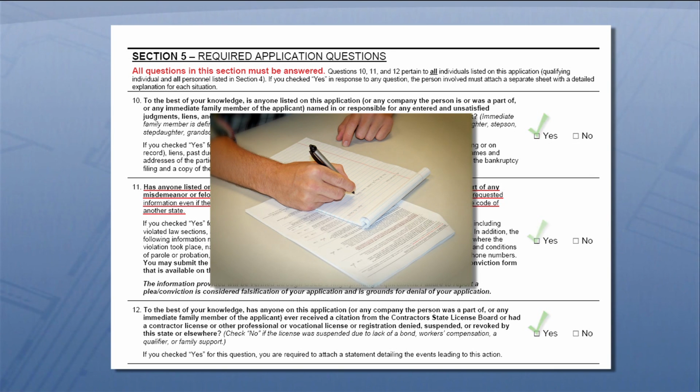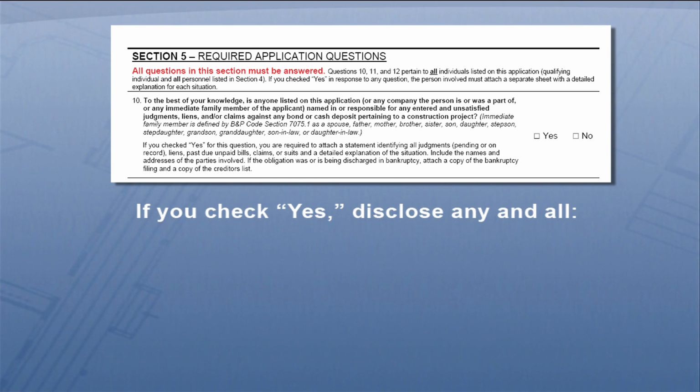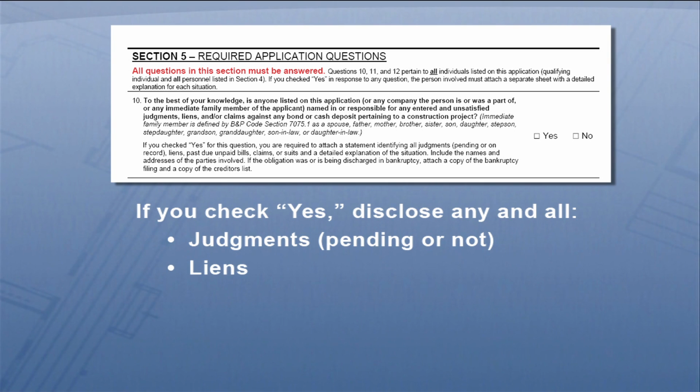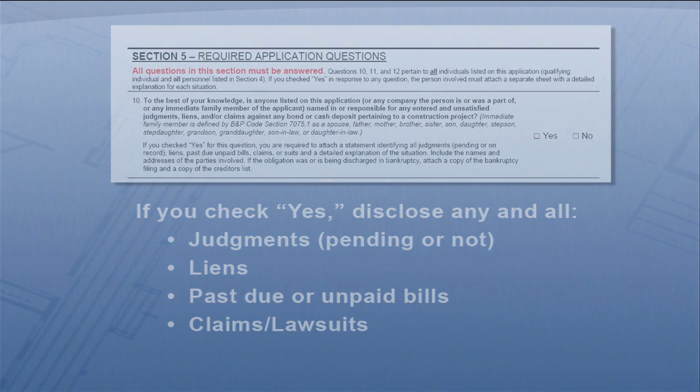It's important that you fully understand what's being asked and what details you need to include in a written statement. Question 10 asks if you, anyone included on the application, and/or any immediate family members have been named in or responsible for any judgments, liens, or claims against bonds or cash deposits on a construction project. Take a look at the sentence that's in italic type for the definition of who is considered to be immediate family. If you check yes, you will need to include on a separate sheet of paper a list of all judgments, pending or not, liens, past due or unpaid bills, claims, or lawsuits, with a detailed explanation of each situation. Make sure to include the names and addresses of everyone involved.